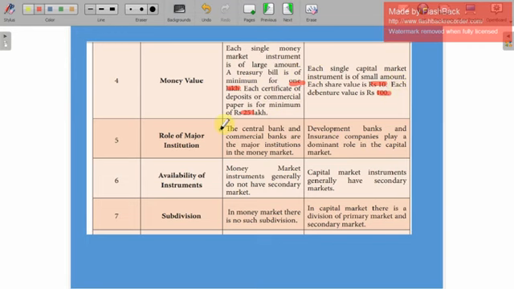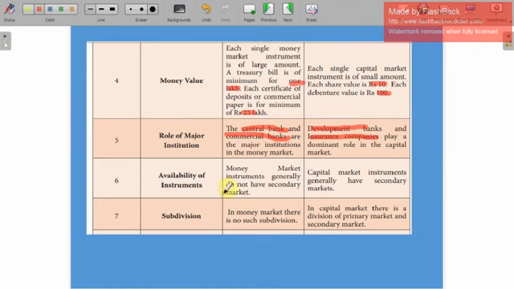And role of major institutions. What are the institutions that play a major role in the money market? Central bank and commercial banks play the major role in the money market. In the capital market, development banks and insurance companies play a major role.